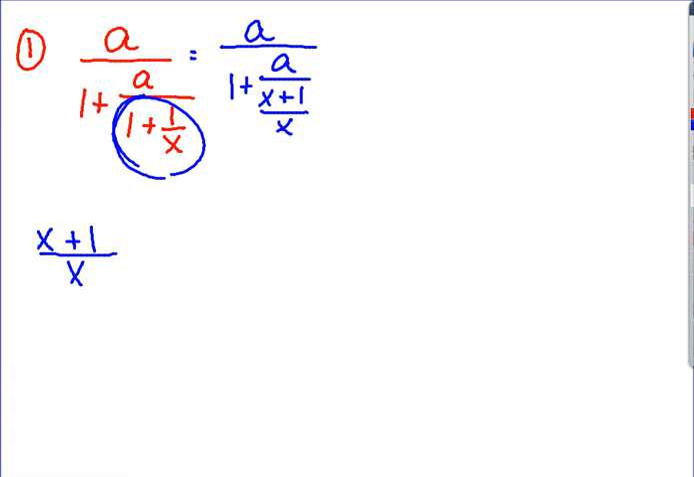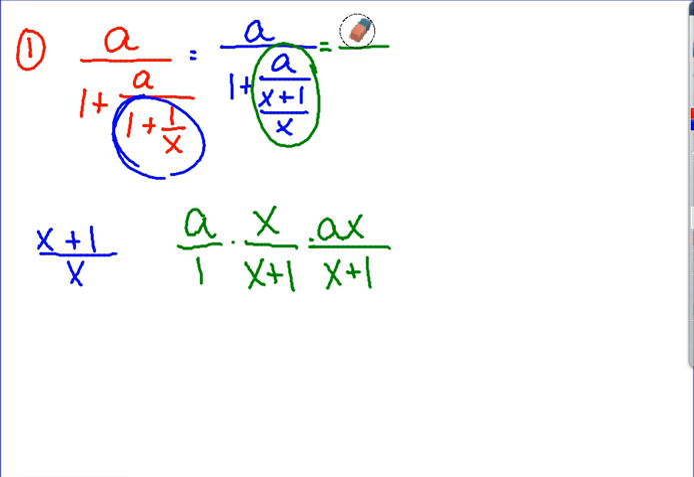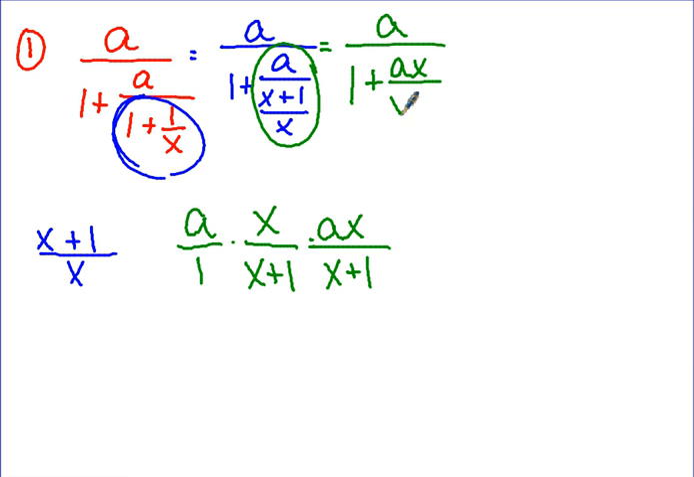All right, the next thing that we want to simplify is this term here so that we can add it to the 1. In order to simplify that, we're going to do a over 1 times the reciprocal of x plus 1 over x, which would be x over x plus 1. All right, so when I multiply this through, I'm going to get ax over x plus 1. All right, so my new equation now looks like this. I have a over 1 plus ax over x plus 1.